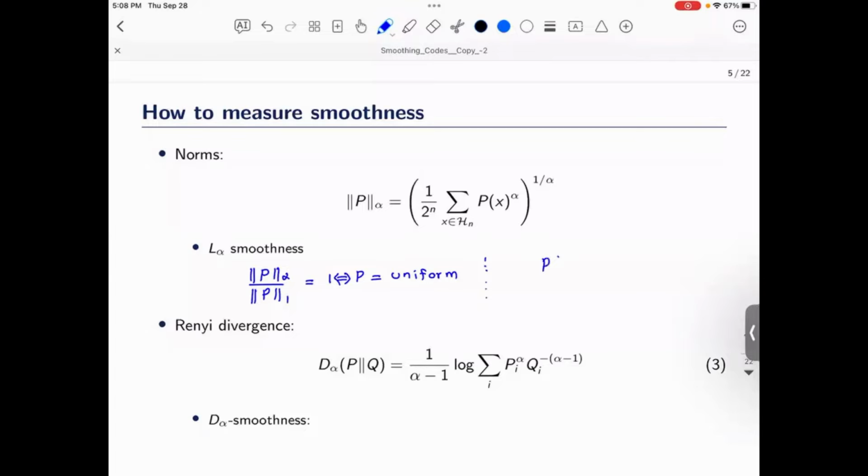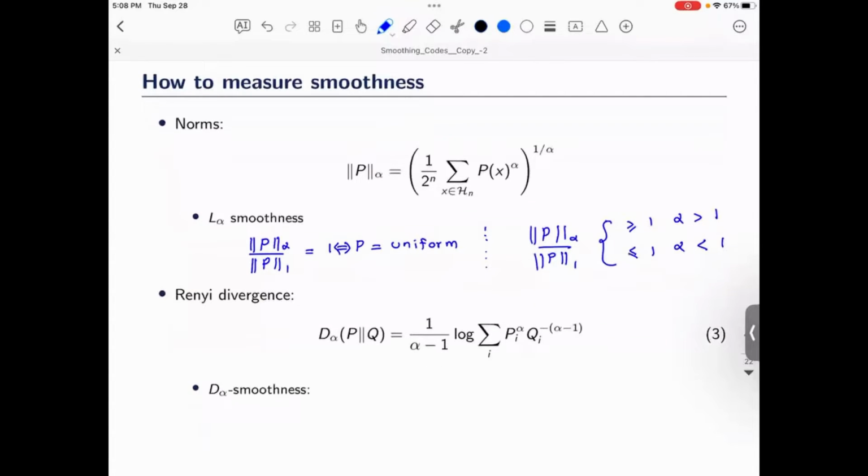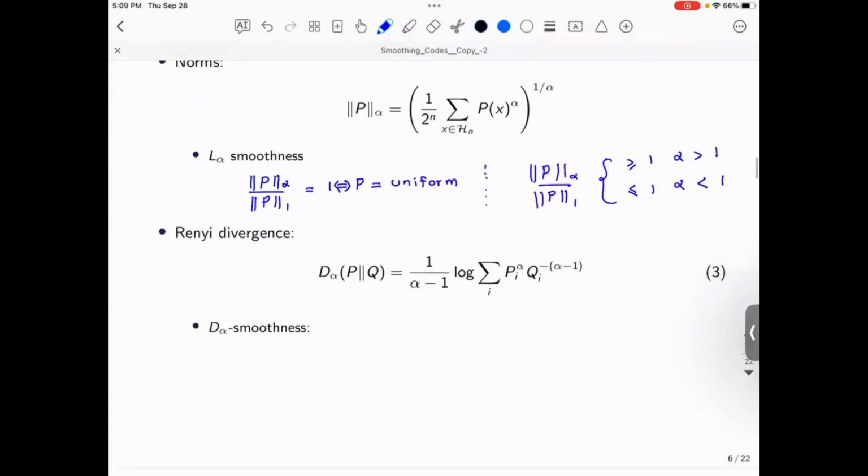In general, this quantity is greater than 1 when alpha is greater than 1. This is just because of the monotonicity of norm, and this is smaller than 1 when alpha is smaller than 1. But in each case, if this quantity is close to its uniform value, that means P has to be somewhat uniform. That means it does not have that many wiggles, that many variations in the function.